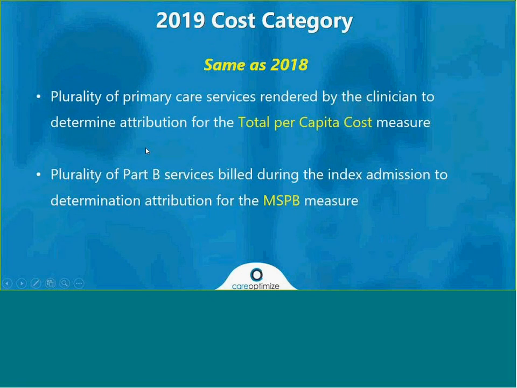Okay, so the definition seems to trip a lot of people up. What's the difference between the MSPB and the total per capita cost? So I took the definitions here just to help clarify some of this. The total per capita cost, think of that as the primary care services that are rendered by each clinician. The MSPB, the Medicare spending per beneficiary, think of that as the services that are billed during the admission time. Okay, so important distinction between those two. That question comes up quite a bit.